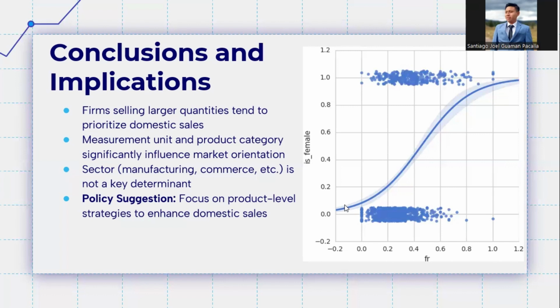Additionally, categorical variables such as product type and unit of measurement also have significant effects. In contrast, the economic sector in which the firm operates was not statistically significant. This suggests that market orientation is less about the sector and more about product characteristics and how they are measured. Therefore, public policies should focus on product-level strategies rather than sector-wide approaches.